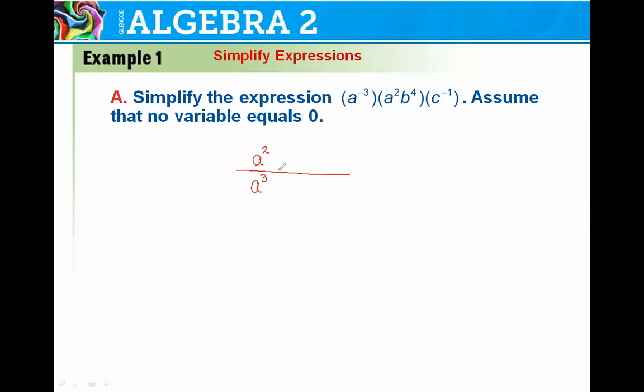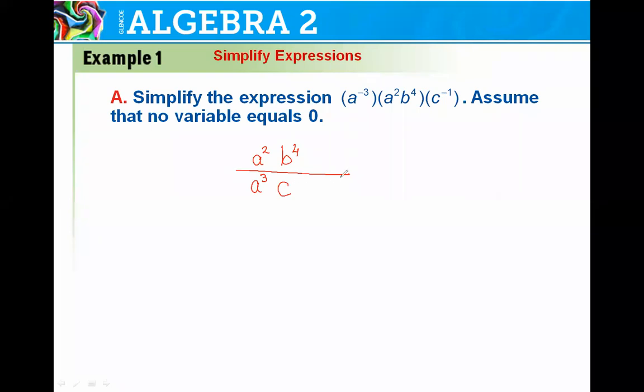Okay. After that, b also has power 4, so b to the power 4 goes up. And then c to the power negative 1 will go down and become c to the power 1. Or I can write it as c. This is the first step.